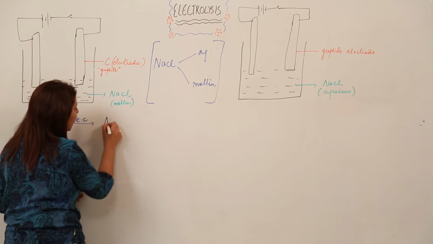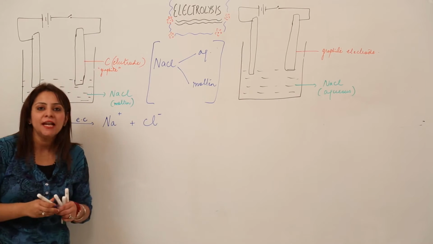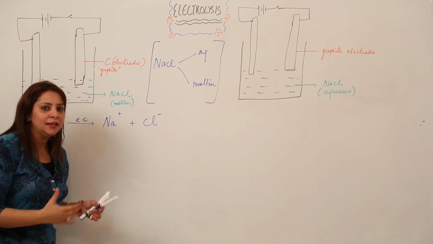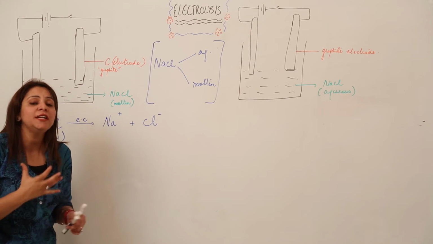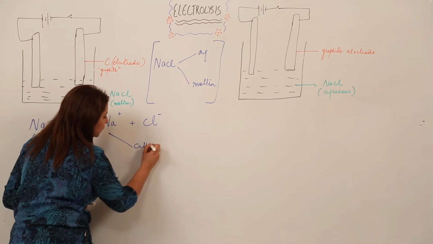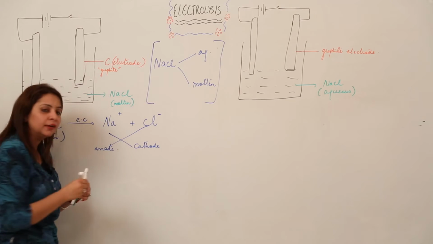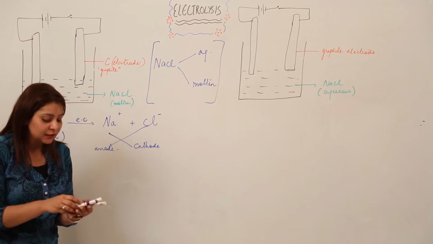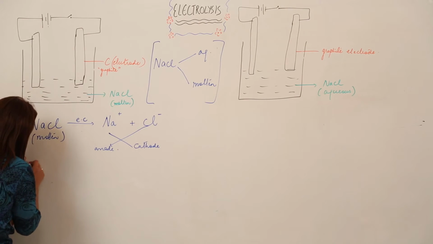So what kind of ions? Na positive and Cl negative, that is the cation and anion. And you know that they move to the respective electrode, that means the oppositely charged electrode. That means Na will move to cathode and Cl will move to anode, right? And accordingly there will be a chemical reaction that will occur, like a reaction at cathode.